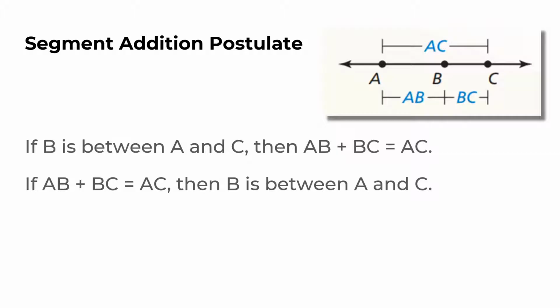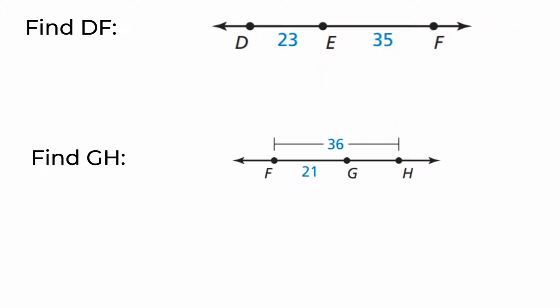And we can also use that in reverse to prove that B is in between A and C, because B is in between A and C if and only if those two smaller segments add up to the distance of the larger segment. Now here's a couple of examples using some numbers.